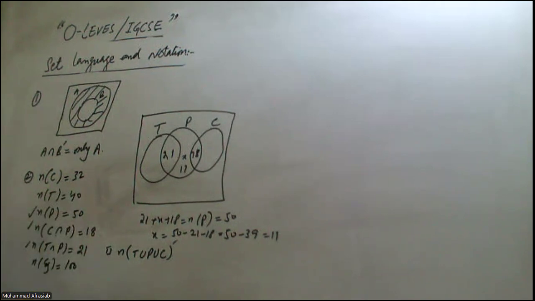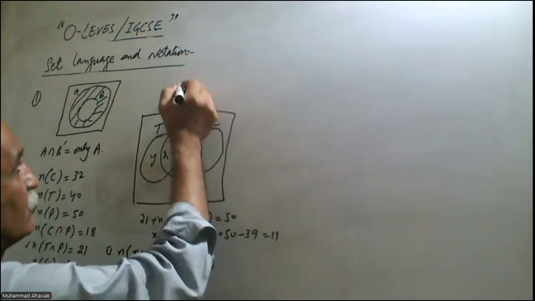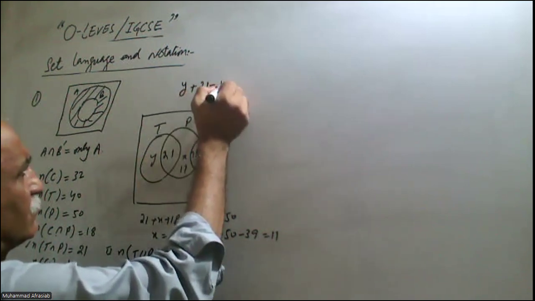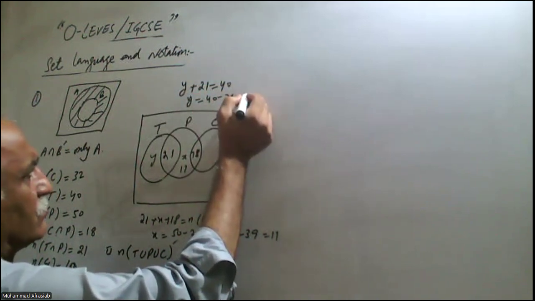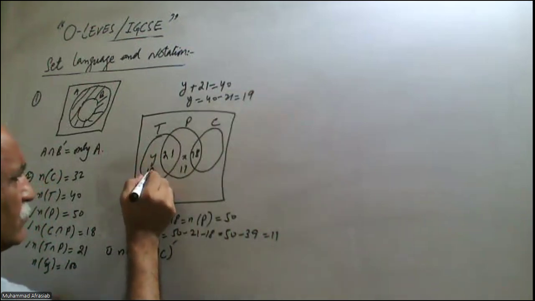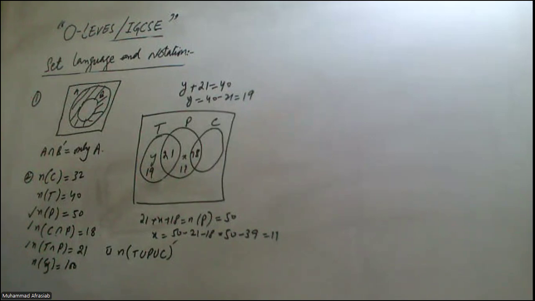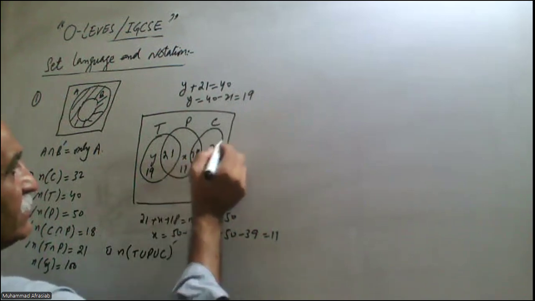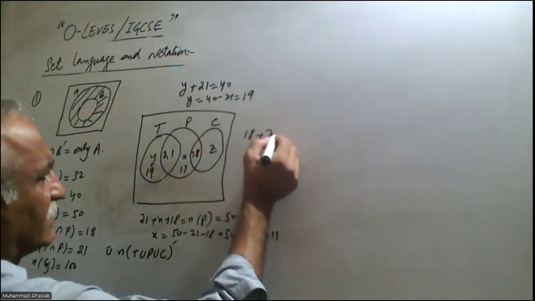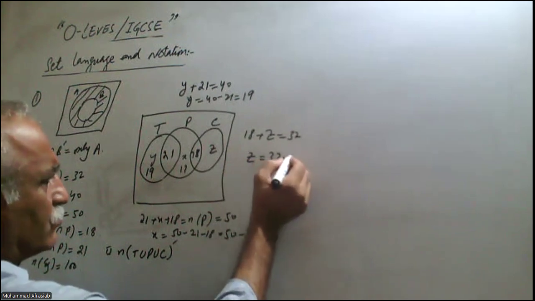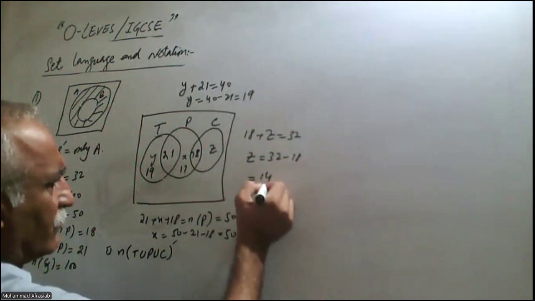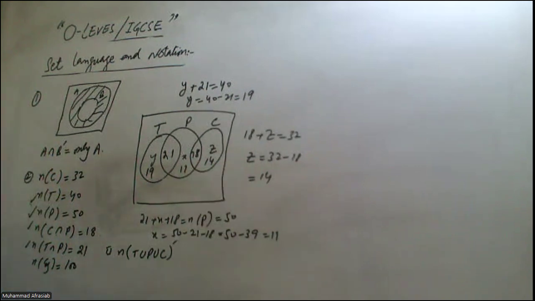Then N of T is equal to 40. So already 21 is there. Let's say that is equal to Y. So Y plus 21 is equal to 40, or Y is equal to 40 minus 21, and that is equal to 19. So this portion is 19 for only T there. And N of C is equal to 32. Let's say that is Z. So 18 plus Z is equal to 32, so Z is equal to 32 minus 18, and that is equal to 14. So this portion is equal to 14.